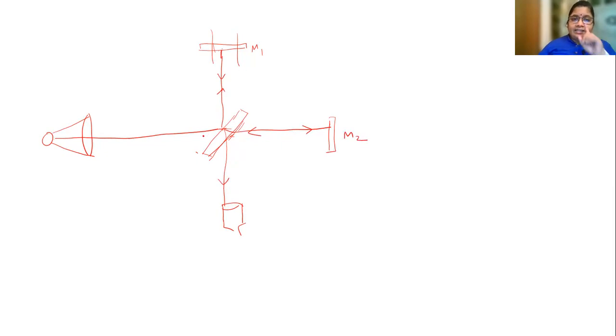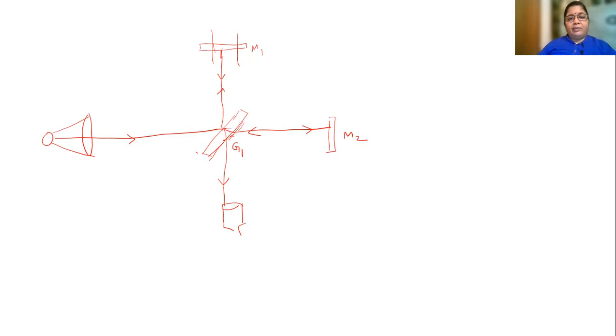Now let us analyze the M1 beam again. The beam coming from the light source goes to this glass plate, which I'll call G1. It goes to the glass plate, gets reflected back, goes to M1, comes back, again goes through this glass plate, and goes straight to the eyepiece. Now look at this. It has traveled thrice through this glass plate: once as it comes in, then after it is reflected back, it also travels through this glass plate. Thrice it travels through it.